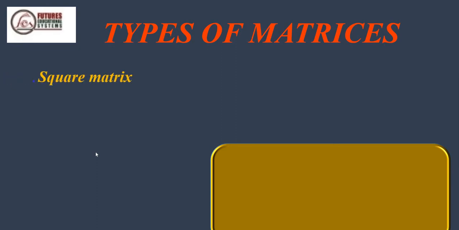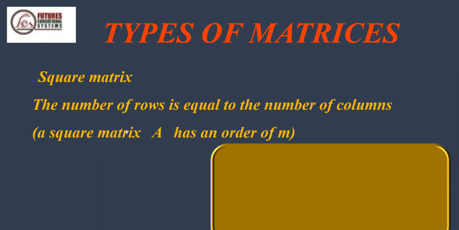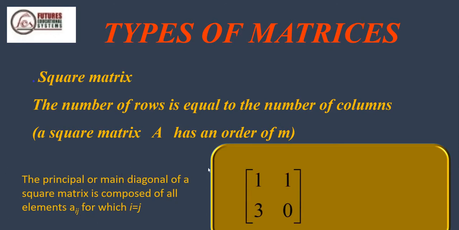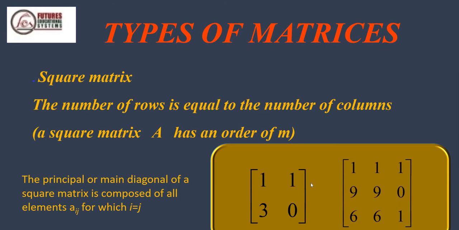Types of matrices. Square matrix. The number of rows is equal to the number of columns. A square matrix A has an order of m. Like that, it's a square matrix. And it's a square matrix. It's a square matrix of order 2 by 2. And this is a square matrix of order 3 by 3.